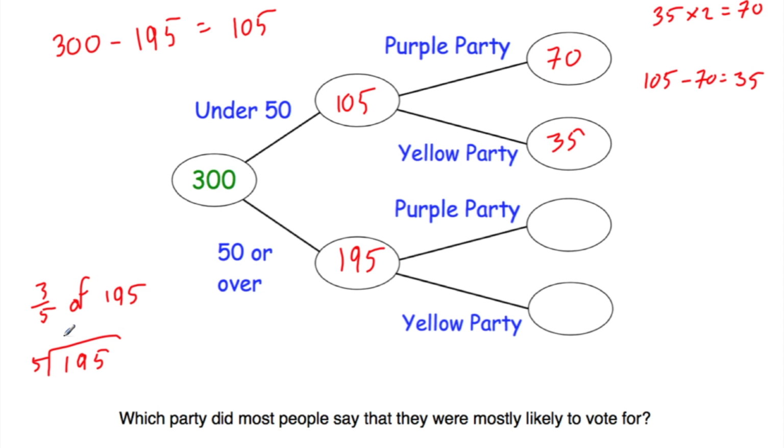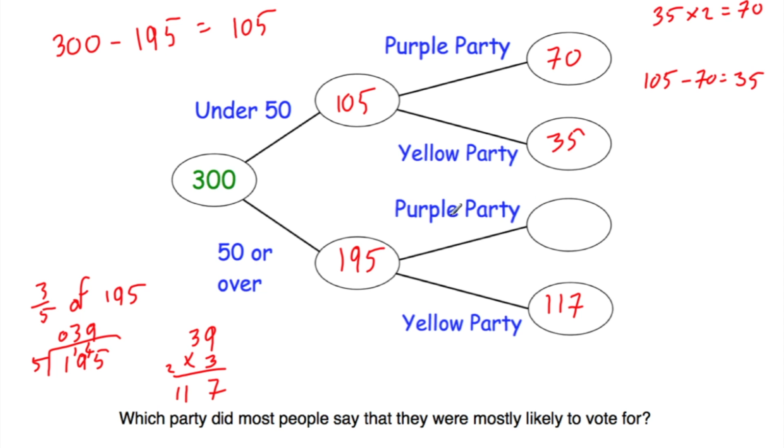5 into 1 doesn't go, so 0, remainder 1. 5 into 19, well, that would be 3, remainder 4. And 5 into 45 goes 9 times. So a fifth of 195 is 39, but we want to find 3/5, so we're going to multiply this by 3. So 39 multiplied by 3. 3 times 9 is 27, put our 7 down, carry our 2. And 3 times 3 is 9, plus 2 is 11. So 117 people that are 50 or over would vote for the yellow party.